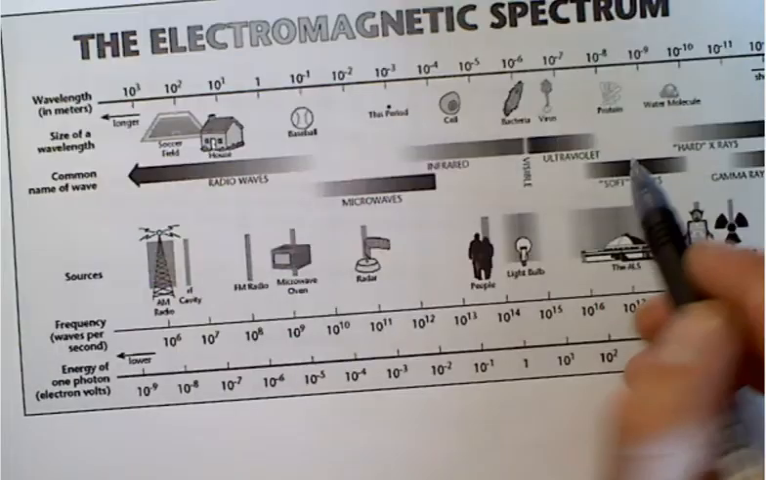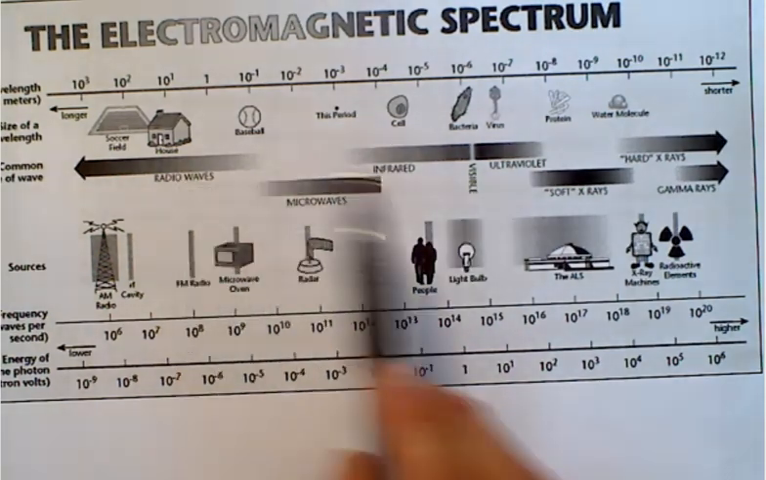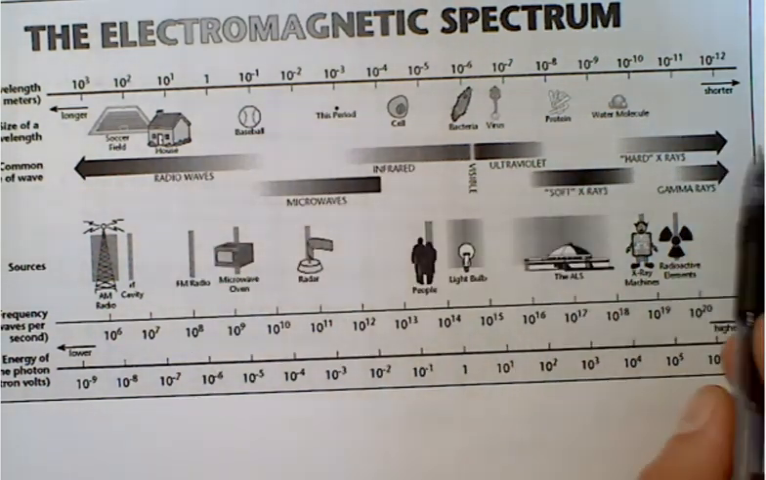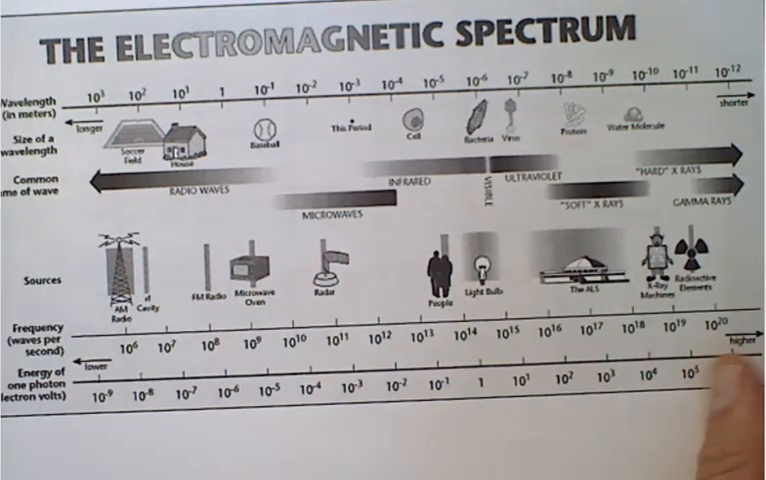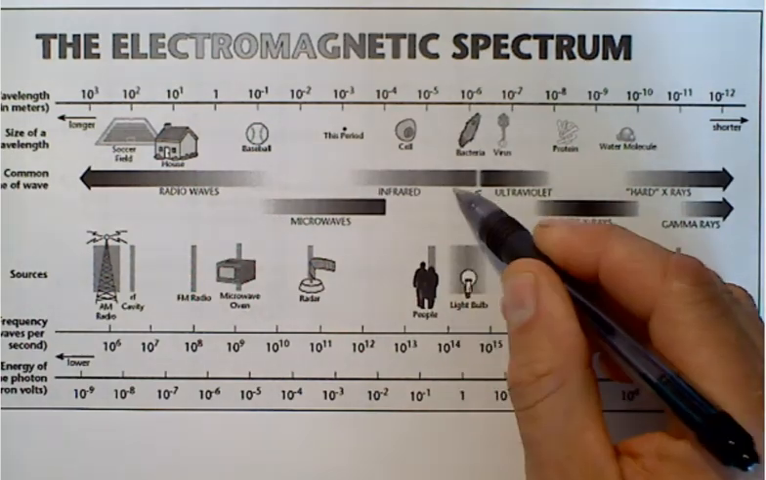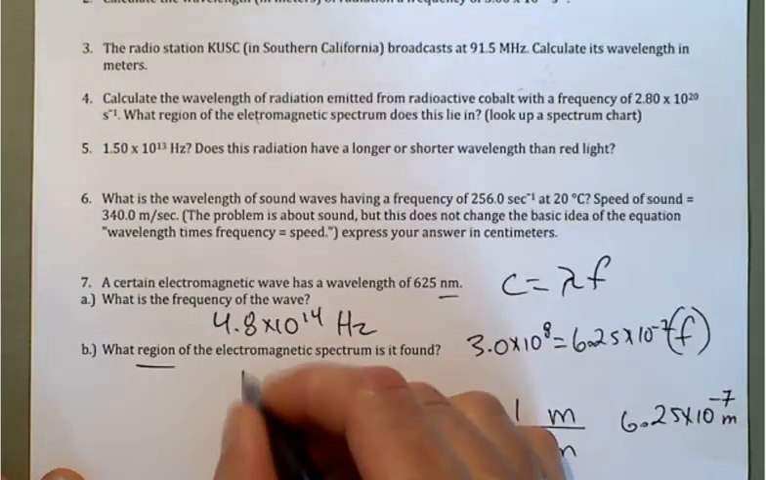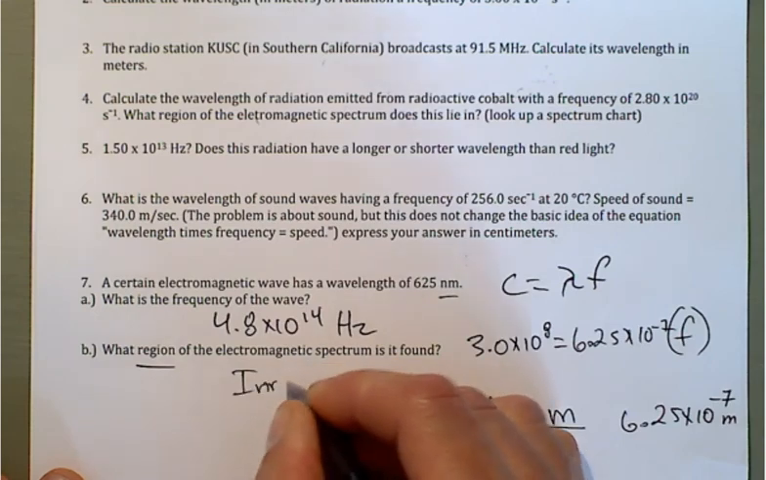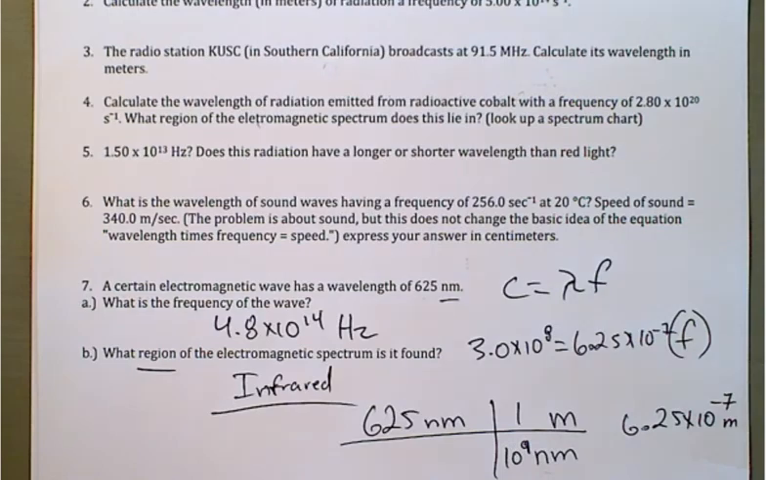So these are all your different kinds of light. So light is radio to micro to infrared, goes all the way up to gamma rays, which is what comes off of nuclear radiation. So if I just look at my frequency, I've got 10 to the 14th, so infrared. So that's my answer. The region is infrared. All right, there you go. That's how you do all these.